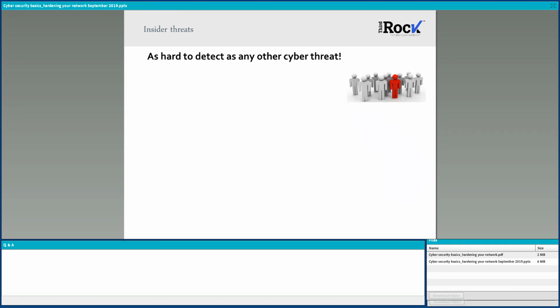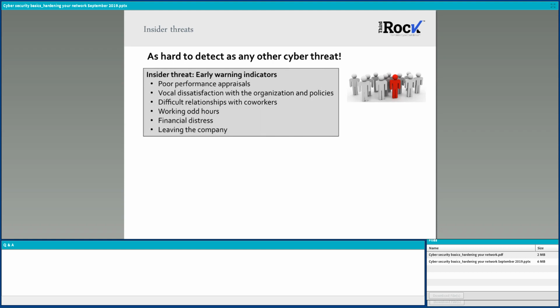The last thing I wanted to talk about is insider threats. This is a difficult topic that many people are challenged to discuss in an organization, but you need to take it head on. And what are the early warning signs of an insider threat? Poor performance appraisals, people that are really dissatisfied with the organization or having difficult relationships with coworkers, people who want to work odd hours, right? Work at night when there really isn't a call to, or people that are having financial distress or on the way out of the company.